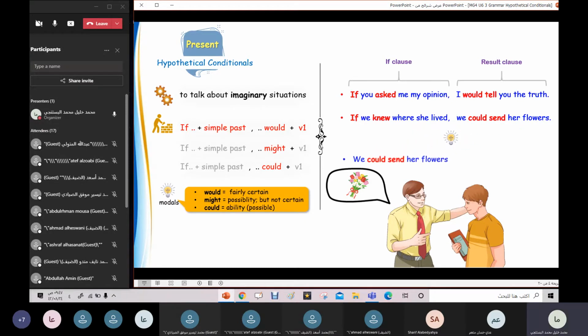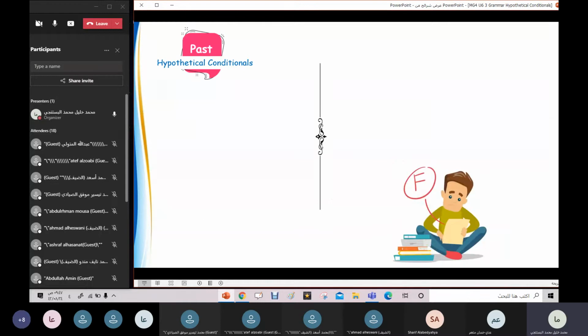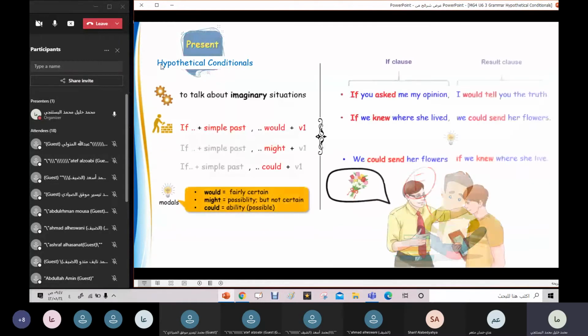We can change the order of the sentences. We can start with the result clause, then the if clause. But here we have to put if in small letter. We could send her flowers if we knew where she lived. I would tell you the truth if you asked me my opinion. So this is the first part, present hypothetical conditions.